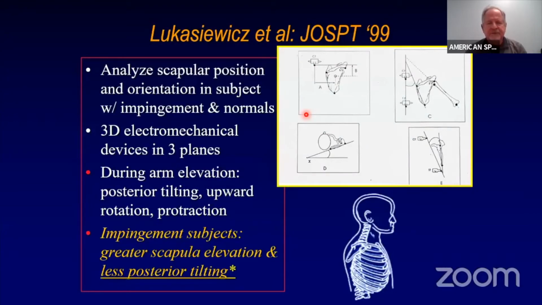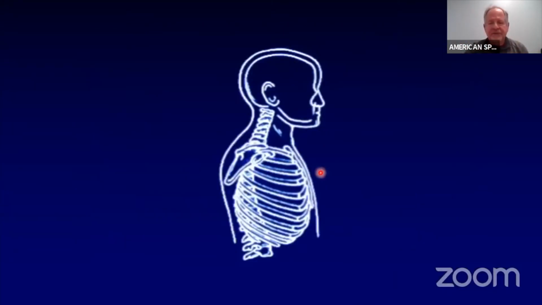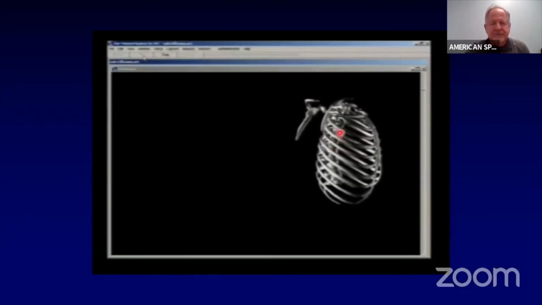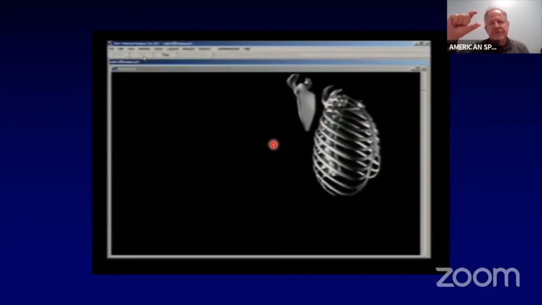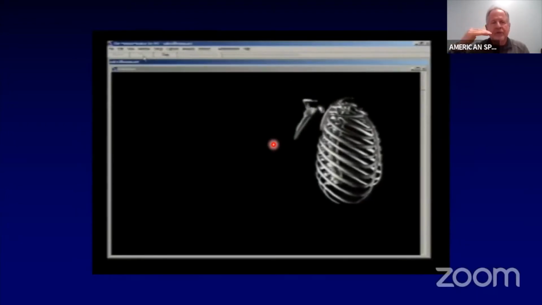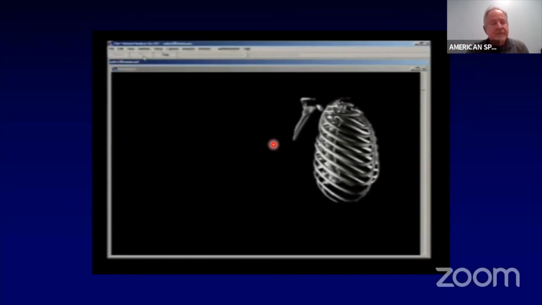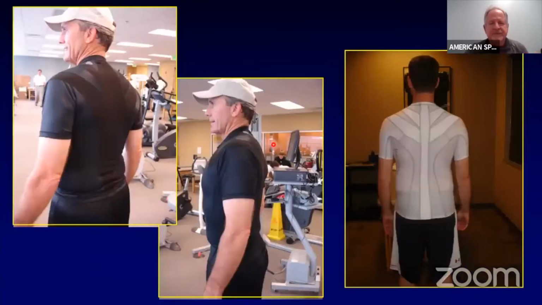Nice study out of University of Pennsylvania showed people with compressive cuff disease, impingement, actually had more scapular elevation on the involved side, but they had less posterior tilting. And when you tilt the scapula posterior, as illustrated in this video by Dr. Kibler, you increase the subacromial space. So you give more clearance for your supraspinatus and bursa to pass through. And this is critical non-operatively, but also post-operatively after a rotator cuff repair or even a simple decompression.